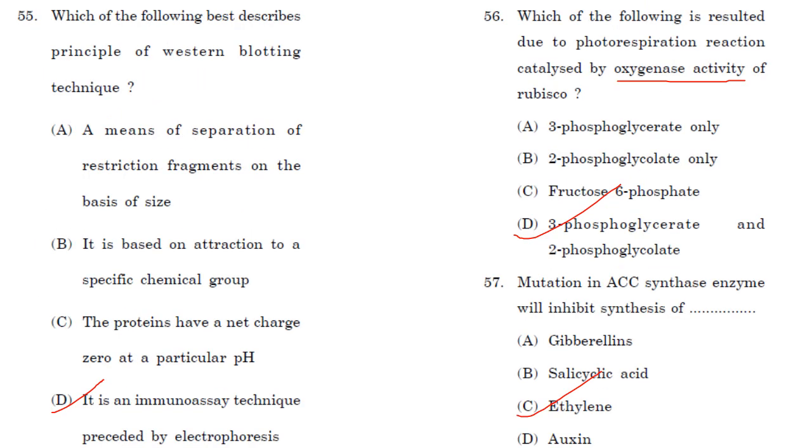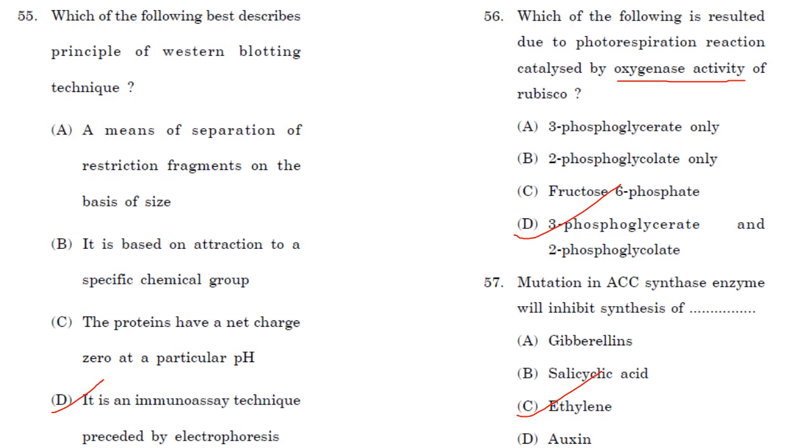Which of the following best describes the principle of Western blotting technique? A means of separation of restriction fragments on the basis of size. No. It is based on attraction to a specific chemical group. No. The protein has a net charge 0 at a particular pH. No. It is an immunoassay technique preceded by electrophoresis. Yes. That is correct. In Western blotting, it separates, detects and identifies one or more proteins in a complex mixture.